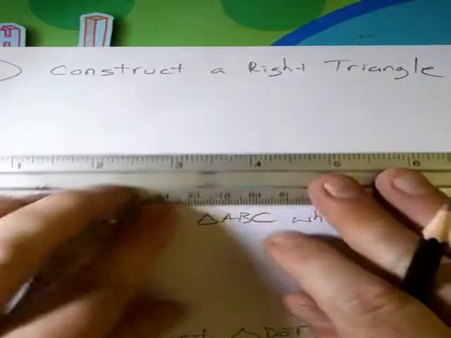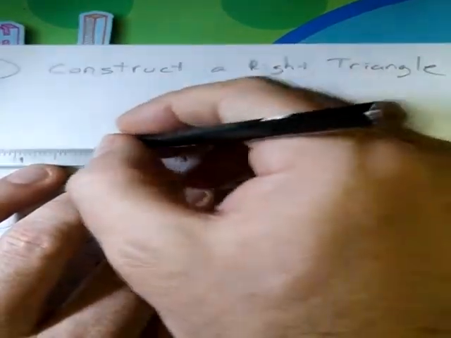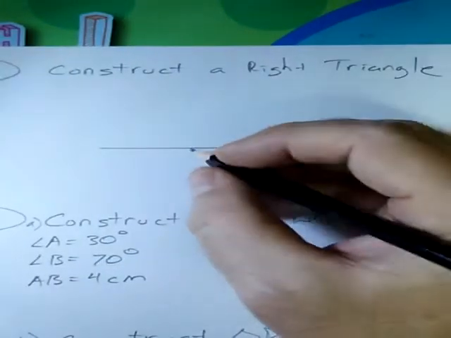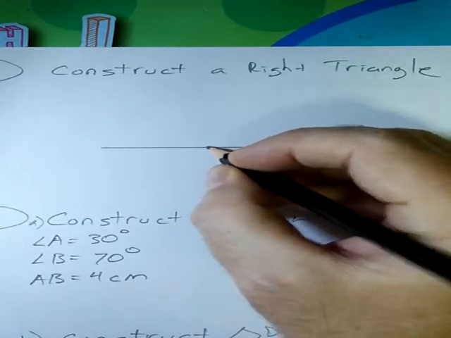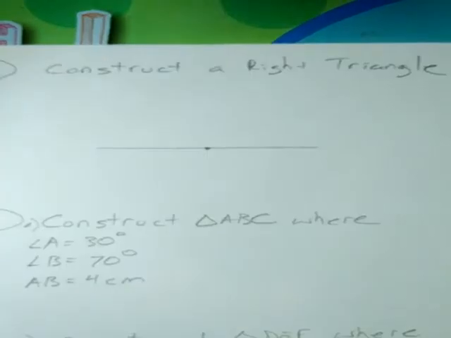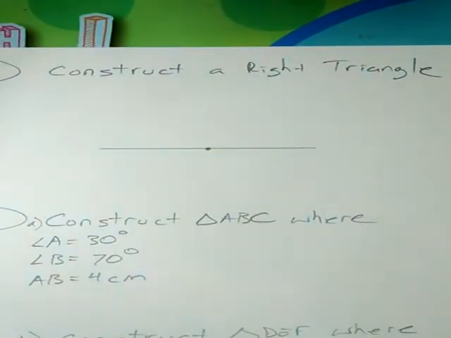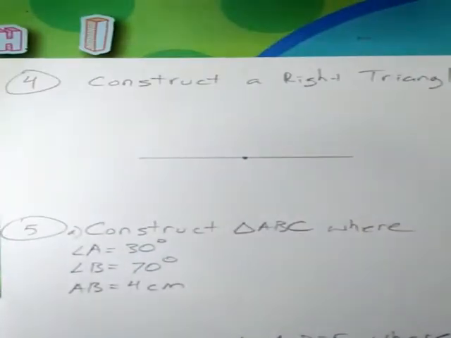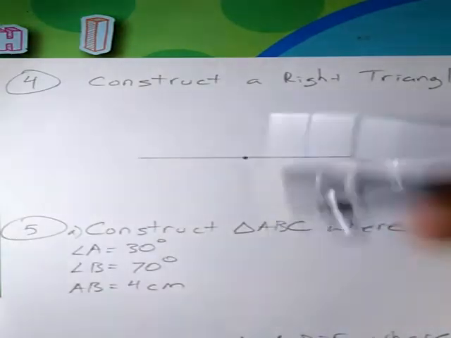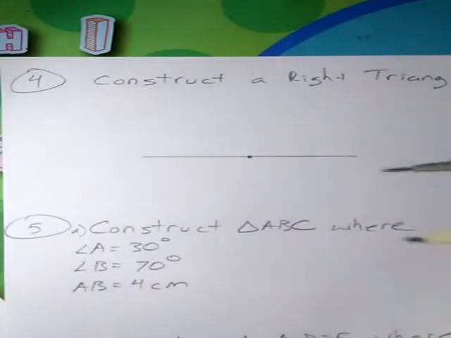So no other information is given, so I can just draw a line, and then I'm just going to choose a point on that line. Arbitrarily choose a point. To get a right triangle, I'm going to use the same method that I used for question number 3, perpendicular bisector. And I'm going to construct a perpendicular bisector at this point.